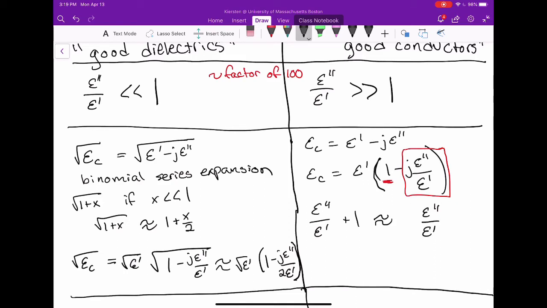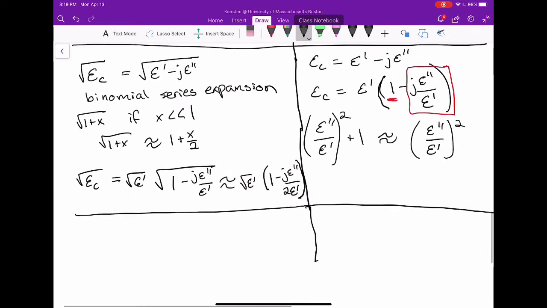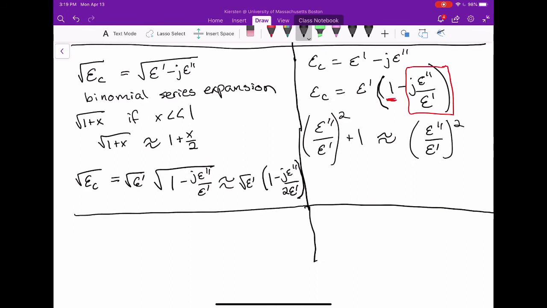Obviously, that goes double if epsilon double prime over epsilon prime is squared, because now we have a factor of 10,000 difference instead of a factor of 100. It's hard to tell the difference between a double prime and a 4, but that is a double prime. I will write it very carefully. There you go. So, if we are making these two approximations, our new expressions for things look a lot simpler.